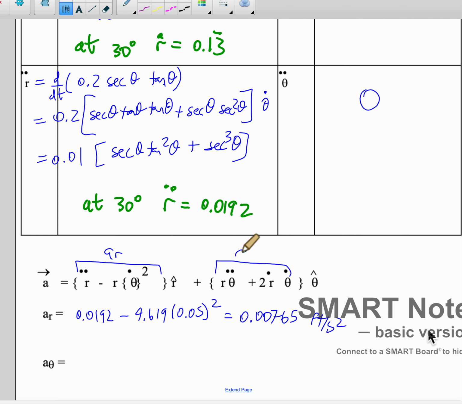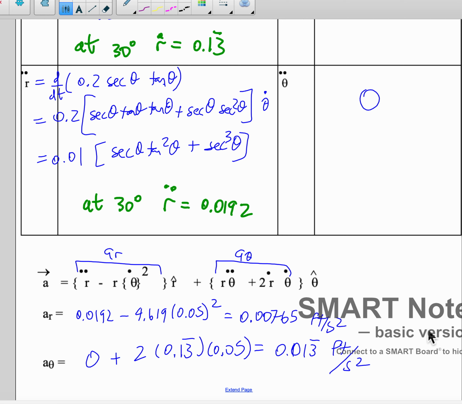This is the acceleration in the angular direction. Theta double dot is 0, so that first term just disappears. It's 2 times 0.13 repeating times 0.05. So that just works out to be 0.013 repeating feet per second squared. So that finishes the kinematics, and now we can just substitute into our dynamics.